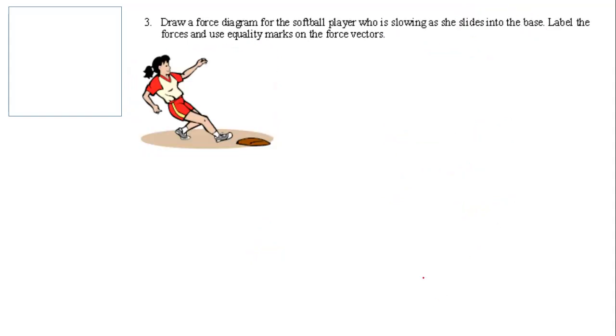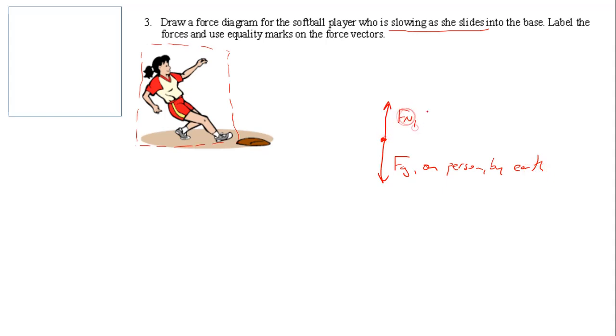A force diagram for a softball player who's slowing down as she slides into base. Okay, so identify the system, draw it as a dot. I'd like to start with gravity on person by Earth. She's not accelerating downwards, so there's a normal force on person by ground. Those are equal and opposite.